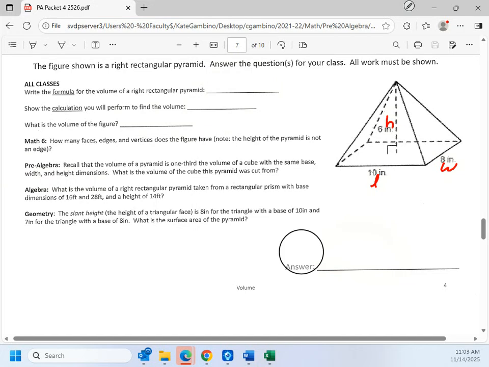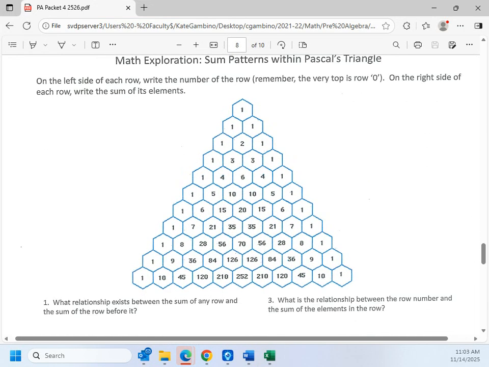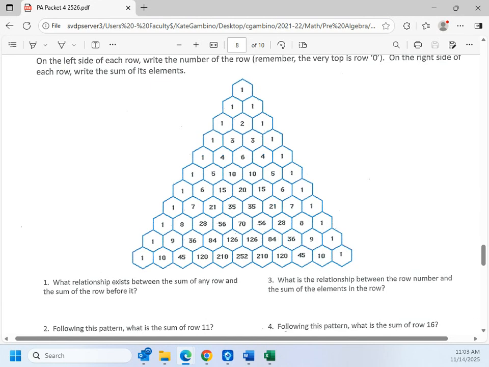Now, our next page is that Pascal's triangle. On the left side of each row, number the row. So everybody's going to number on the left side. Remember, the very top row, we start with 0. And 1, 2, 3, 4, 5, 6, 7, 8, 9, and 10.